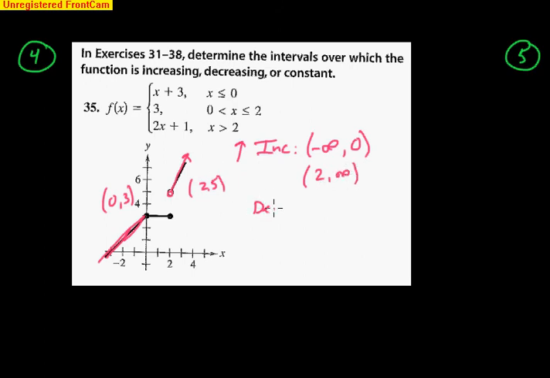Alright, decreasing. We're looking for, I'll use a different color, sorry. Decreasing. Now we're looking for when left to right the graph is going down. None. There's no intervals where this is decreasing. And then finally we'll look at constant. And constant is where the graph's going straight across. And here it is right here. Between these 2 points. X values 0 to 2. And there's your intervals of increasing, decreasing, and constant.